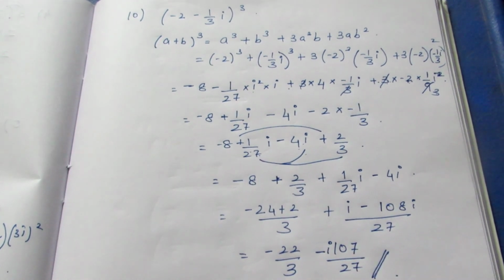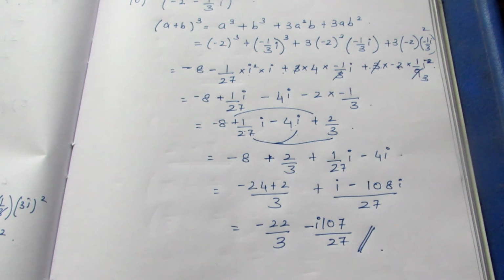So this is in the form of a plus ib. That's all with the sum.